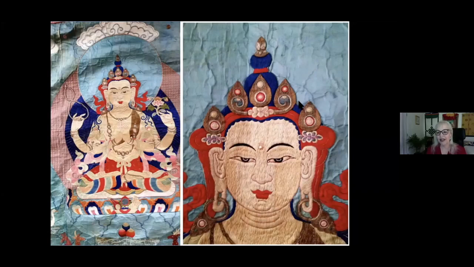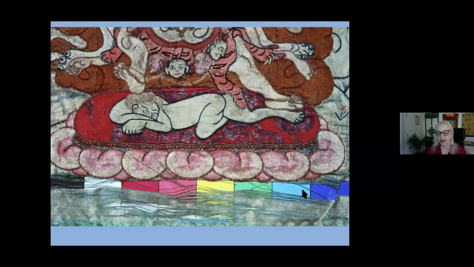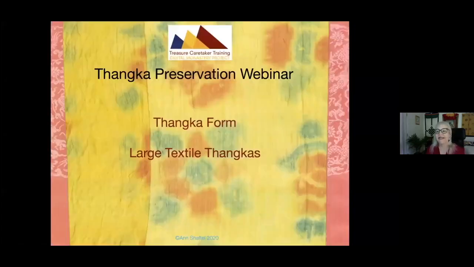It's done in a different technique where the fine silk is pasted down to paper. And the reason that's done is often the support, which is also silk textile, usually silk, often cannot bear the weight of the applique decorative elements, which include pieces of brocade and often a lot of gems. Large textile thangkas are especially a challenge for those who are their caretakers.